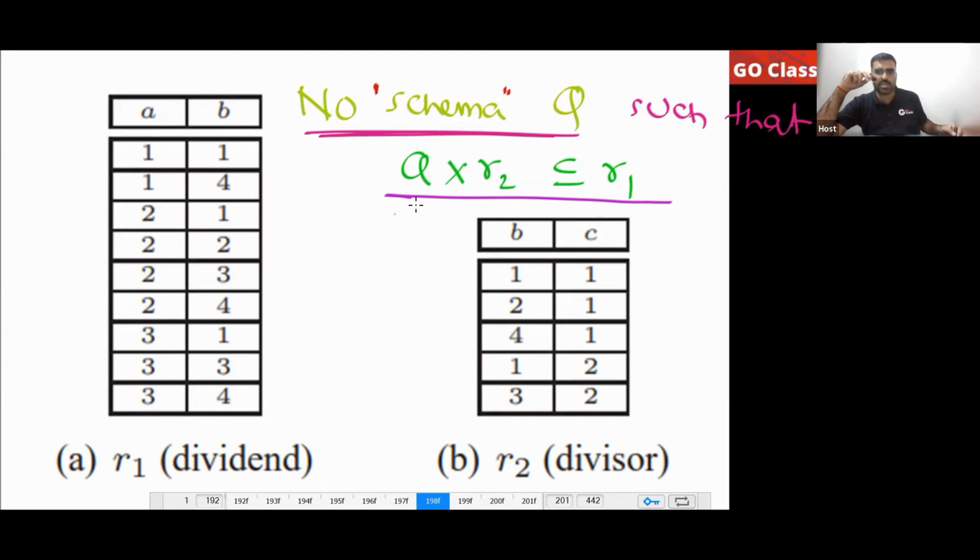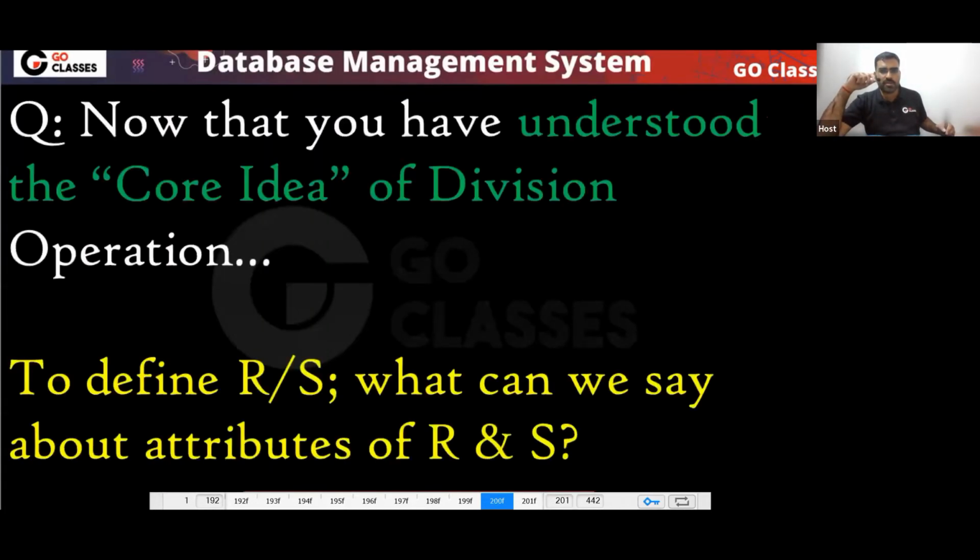There is no schema. Because tell me, whatever you do, this will contain C. There is no C here. Whatever you do, this will definitely contain C, but there is no C here. So there is no schema here. I can say there is no schema such that this will happen. So this is invalid. Is this clear? So this is invalid. So final point: when can you divide?